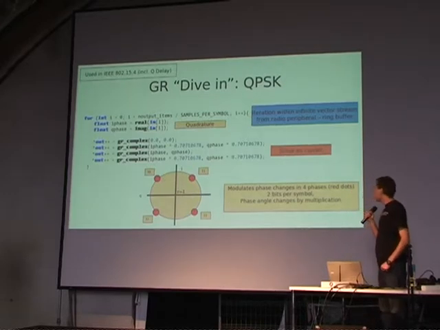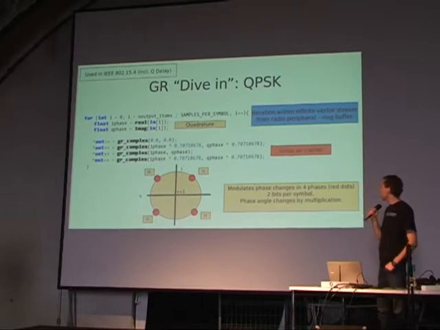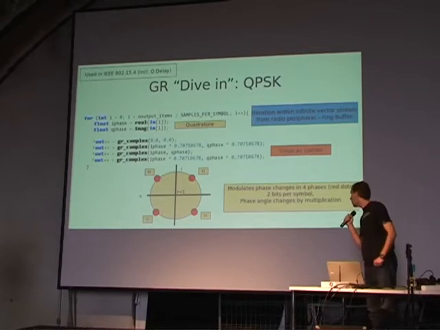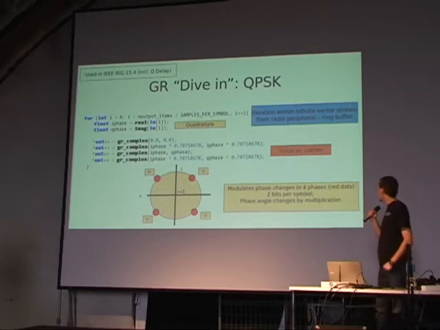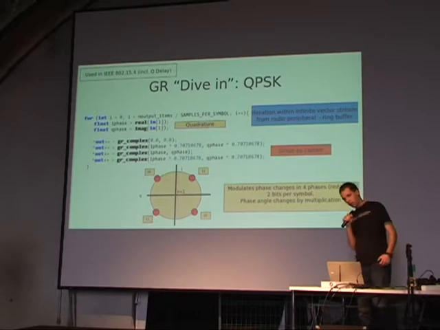And if we look at this unit circle here, we see that practically QPSK modulates phase changes. So it modulates a change from 0 to 1, or from 1 to 1, all right, this is not necessarily right in this slide, but it modulates the phase changes. And it uses 2 bits per symbol. And the phase angle changes by multiplications.